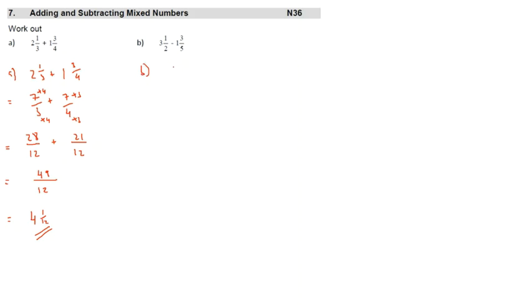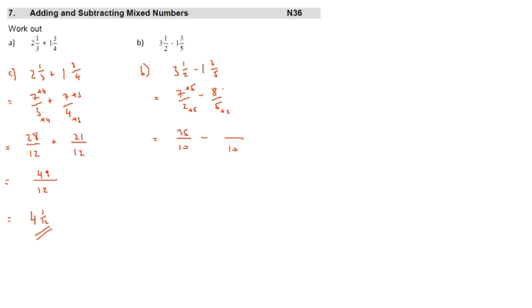And then B, 3 1/2, take away 1 3/5. Well, this is 7/2, take away 8/5. I'm going to pick 10 here for my common denominator. 2 times 5 is 10. 7 times 5 is 35.